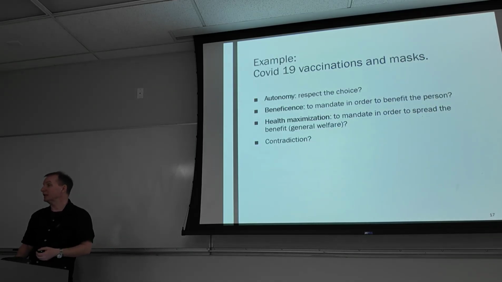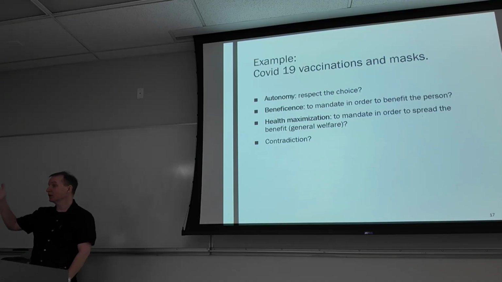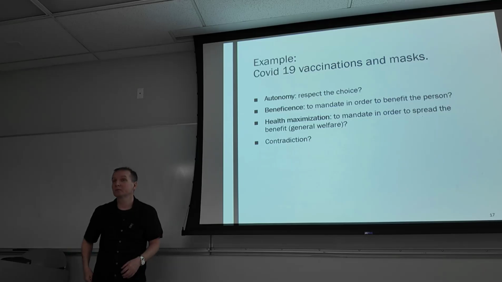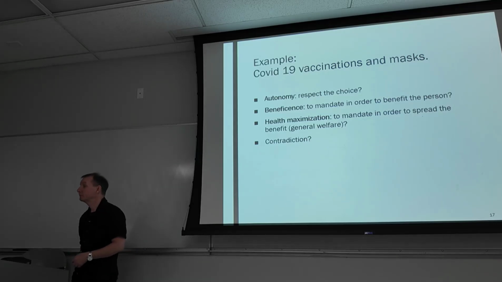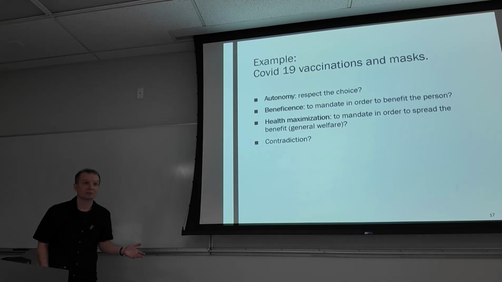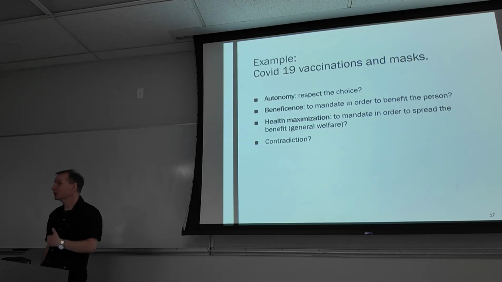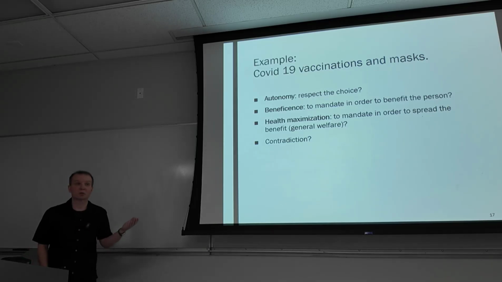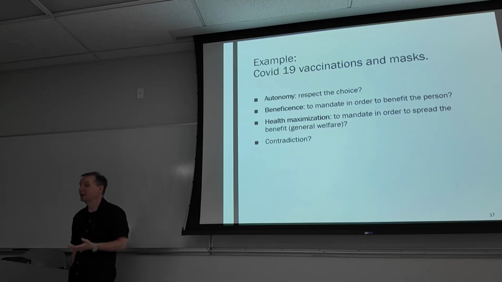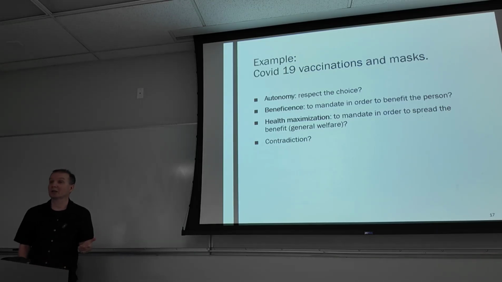So back to COVID-19. Vaccinations and masks. Those are two specific issues which came up during this period, and we all know that people drastically disagreed on both of them. First of all, autonomy. Should we respect their choice? Remember, they wanted everybody to wear a mask. It was mandated. Some people said, I don't want to wear a mask. Well, they are autonomous people. Can we force them? Should we force them?